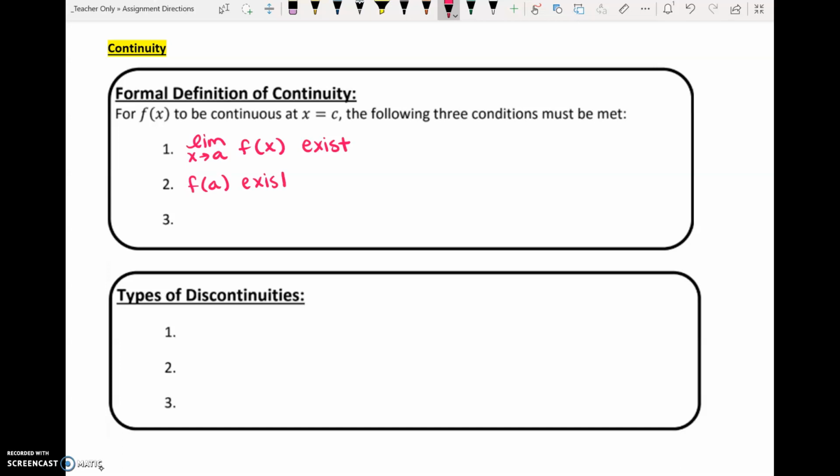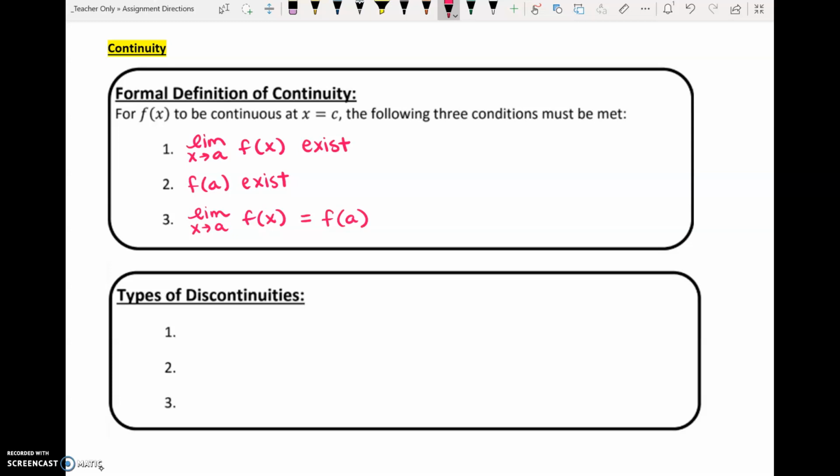There can't just be a hole, there has to be a value at that function. And third condition, those two values have to be equal to each other. The limit as x approaches a of f of x has to be equal to f of a.